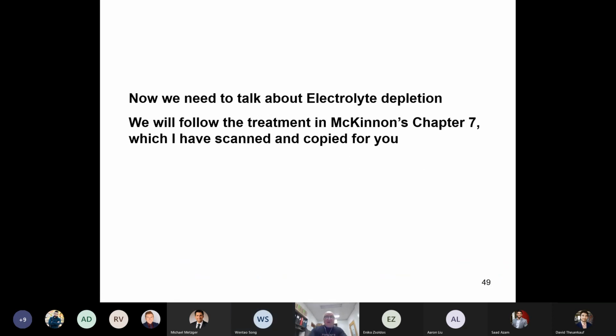Okay, so now we need to talk about something called electrolyte depletion. We're going to follow the treatment in McKinnon's chapter 7, which I've scanned and copied and emailed to you. In that chapter, he uses a fairly cumbersome notation, and you have to spend a bit of time to figure out what's going on. And I haven't jived up exactly with the notation in his thesis.